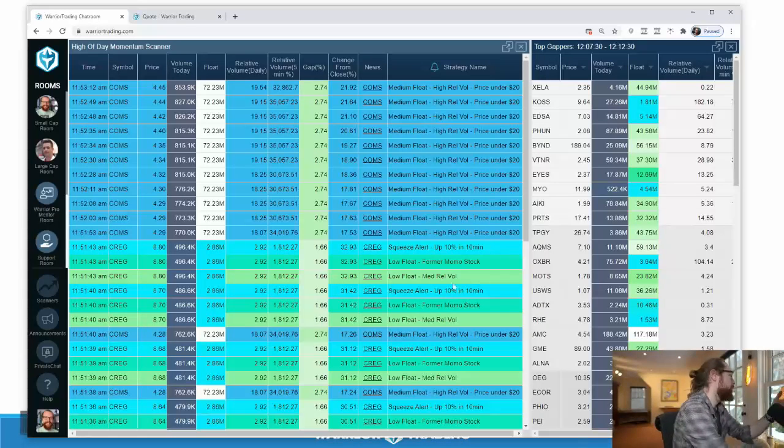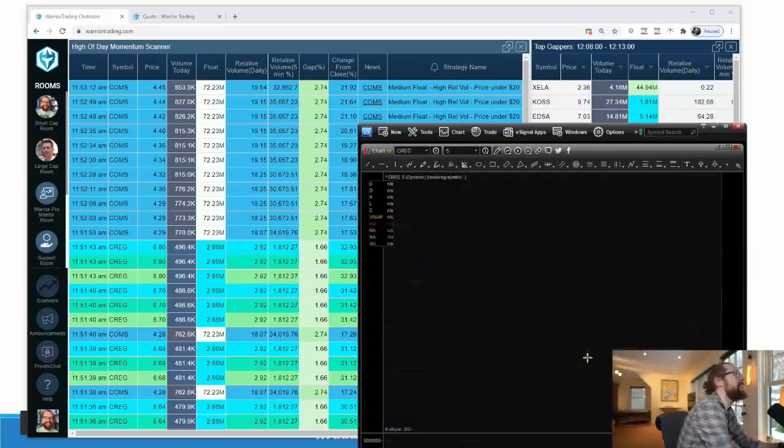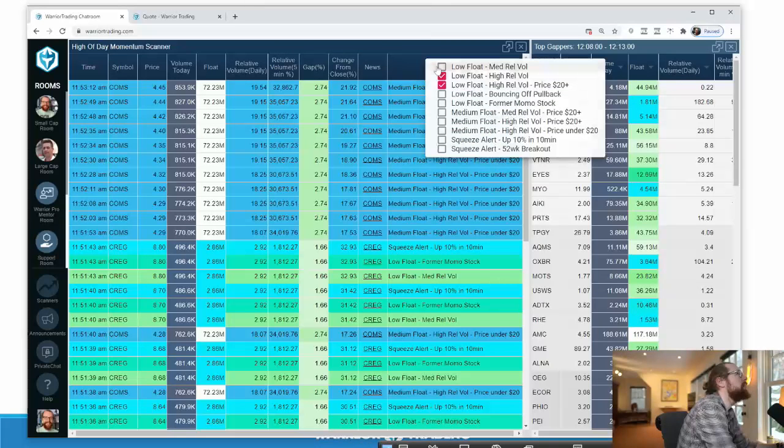Now the stock, Craig, for instance, let's look at that one. So what I see about Craig is that it actually hit the scanner on 3 scans at the same time. Low float, medium relative volume, low float former Momo stock, and squeeze alert up 10% in 10 minutes. So if we actually click up here on strategy and on the bell, you'll see all the different strategies that are currently in the high day momentum scanner. And you could check to turn on your audio alerts, so you'll get a little ring when one of them is sending out an alert.